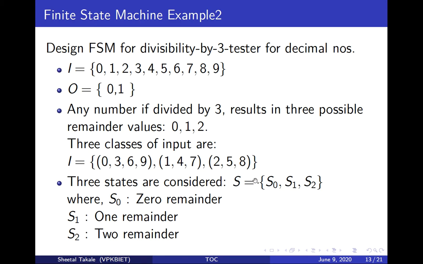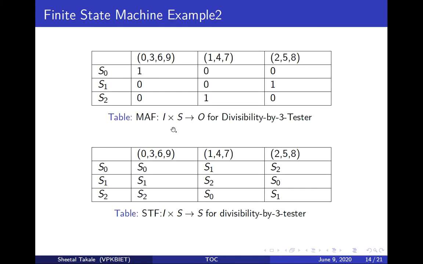So there are 3 possible states: S0 where the remainder is 0, S1 where the remainder is 1, and S2 where the remainder is 2. So the states are S0, S1 and S2. Inputs are 0 to 9 and the output is 0 and 1, 0 for not divisible, 1 for divisible. Now the MF and STF.